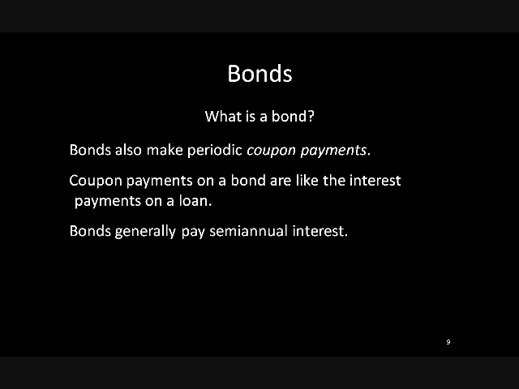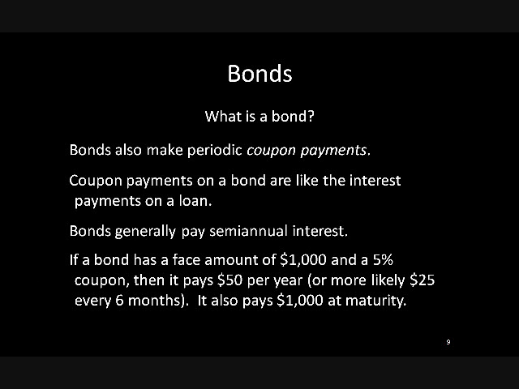Generally, bonds pay semi-annual interest, or semi-annual coupons. So here's an example. If a bond has a face amount of $1,000 and a 5% coupon, then it pays $50 per year. Or more likely, since bonds usually pay semi-annual coupons, it will pay $25 every 6 months. And then it will pay the $1,000 face amount at maturity. And bonds are literally pieces of paper, just like money.